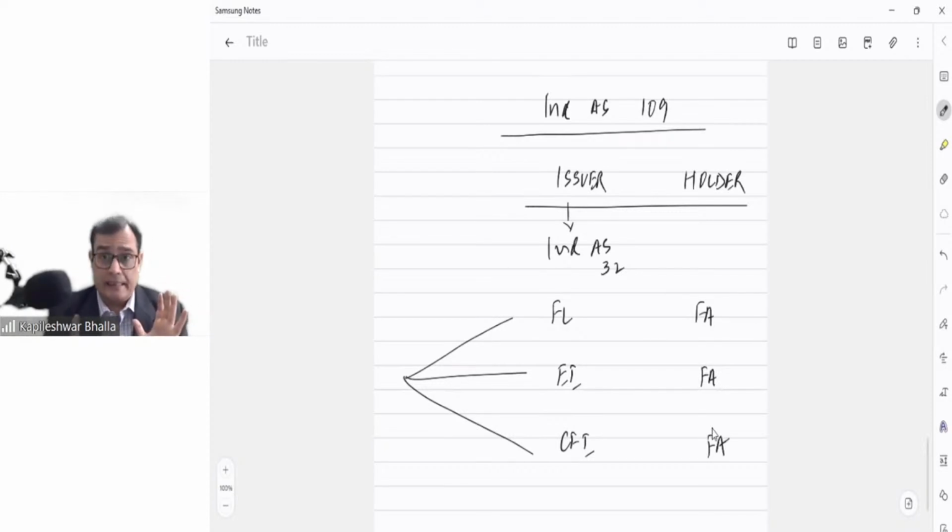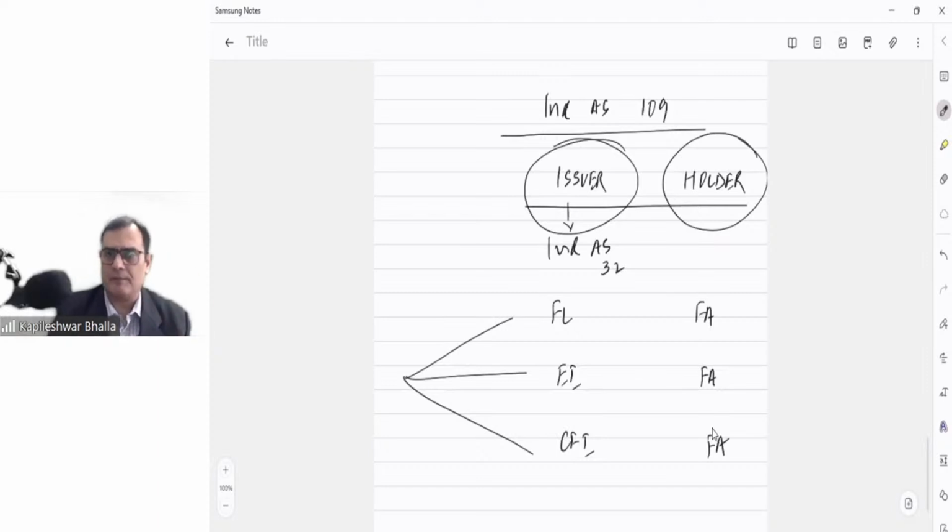Now, in Ind AS 109, the first thing I'm going to do is start focusing on the holder. Till now, my focus has been on the issuer. I've been concentrating on the equity and liability side of the balance sheet. But now my focus is changing to the holder. Not that I'm not going to discuss the issuer in this Ind AS, but to begin with, our focus is going to be on financial assets. So at first, I'm going to concentrate on financial asset measurements.